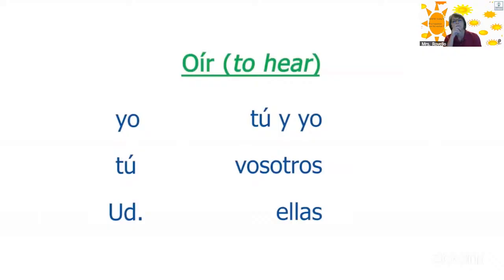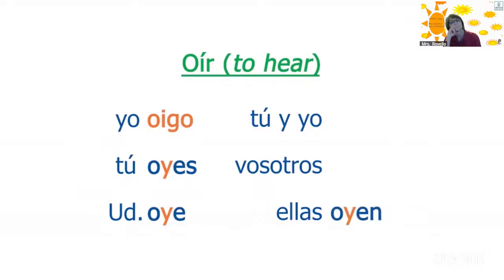Next, oír. The yo form ends in go, like tengo and salgo, and some other verbs you've already learned. Yo oigo. 3 of the forms change the I to a Y, but add regular endings. Tú oyes, usted oye, ellas oyen. Finally, the nosotros and vosotros forms have an accent on the ending. Tú y yo oímos. Vosotros oís.